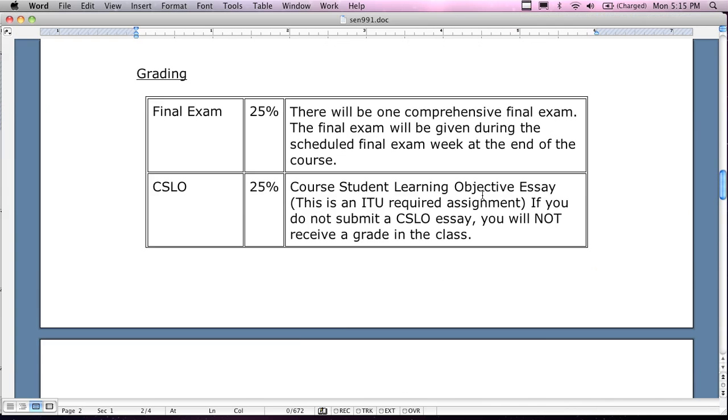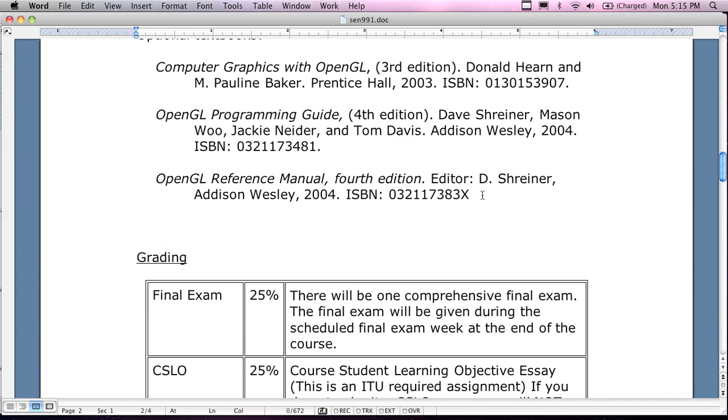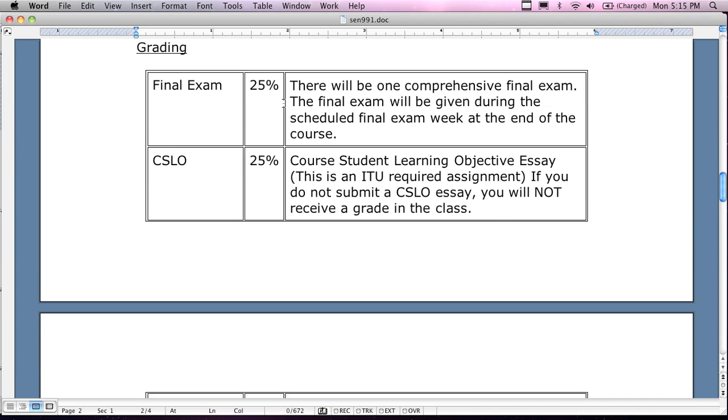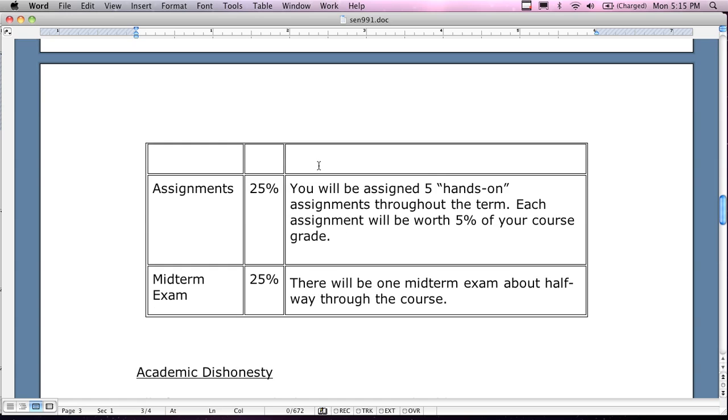It is still here. If you look at the syllabus for this course, the final exam is 25%. The CSLO essay is 25%. That's been posted a while ago. There's also a midterm that was posted about halfway through, and that's worth 25%. The assignments, which you've got, were 5 originally. Now you only have to do 3 of the 5. Pick the 3 easiest ones you can possibly find, and only do 3 of them.